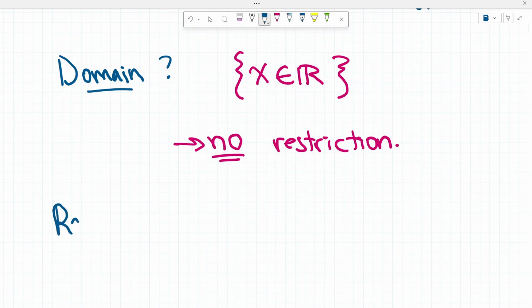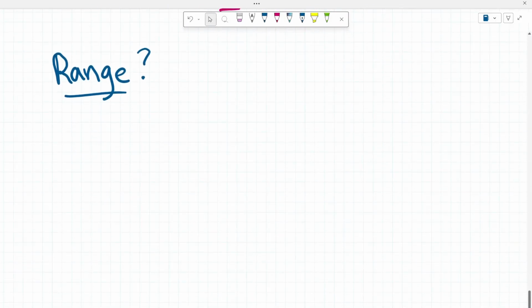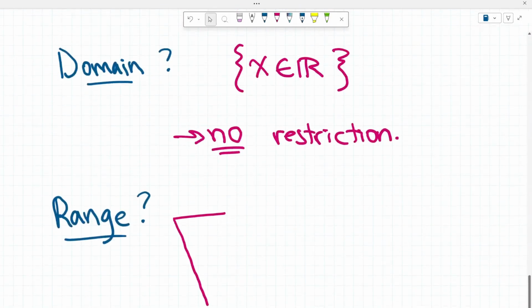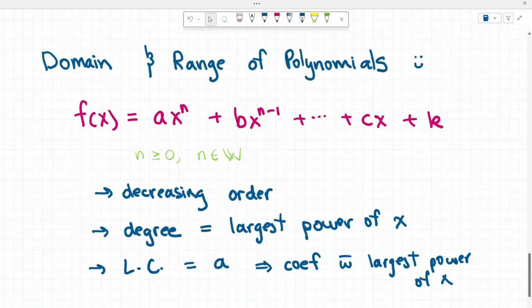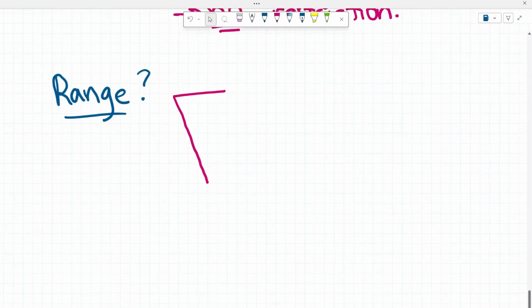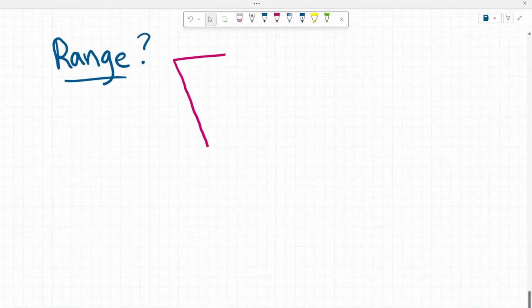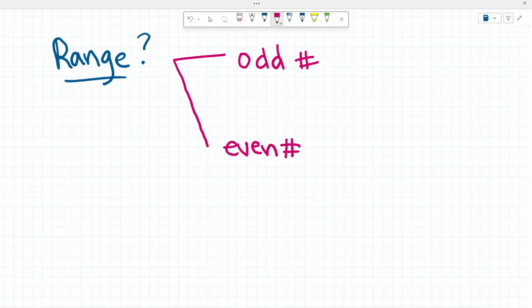So now let's take a look at the range. The range, unfortunately, is not as straightforward as the domain, but I'm going to show you a really neat trick for how you can figure it out any single time. Like we mentioned earlier, I showed you how you can determine the degree of a polynomial. We find the degree, if you recall, by looking at the largest power of x. So that would be your n, right? Your degree can either be an odd number, or an even number, right?